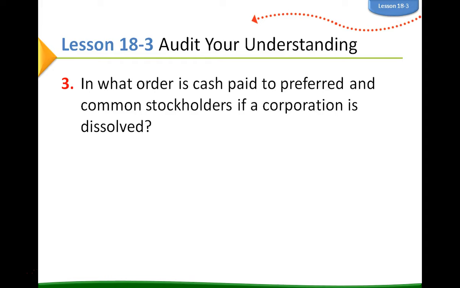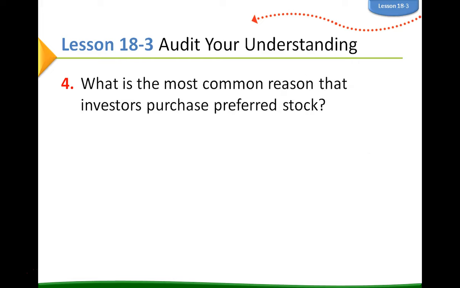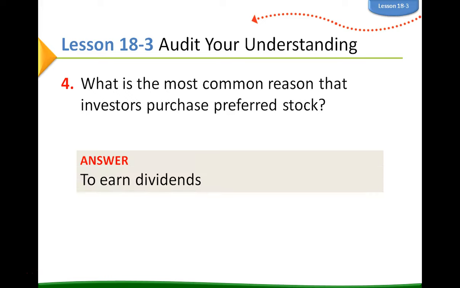In what order is cash paid to preferred and common stockholders if a corporation is dissolved? The preferred stockholders get paid first, and then the common stockholders. What is the most common reason that investors purchase preferred stock? To earn dividends. Preferred stockholders are less risky, so they will get their dividends. And that's it. Easy one.